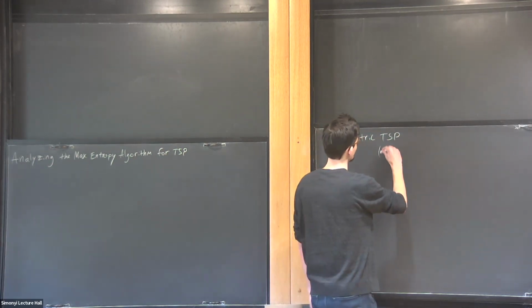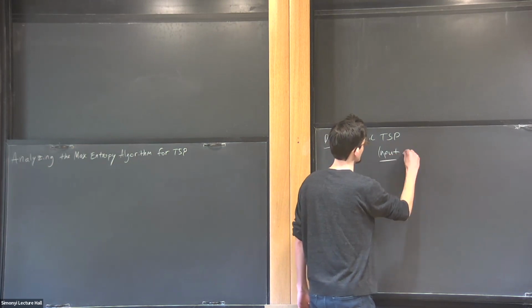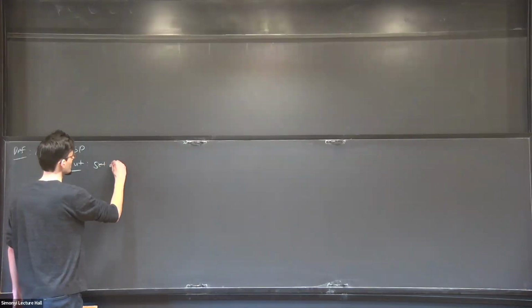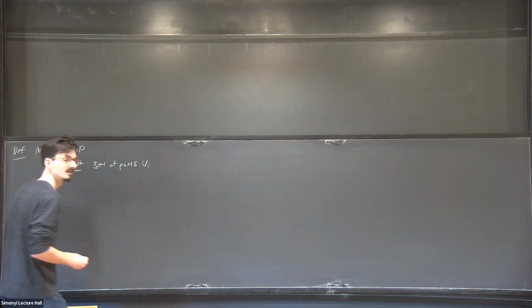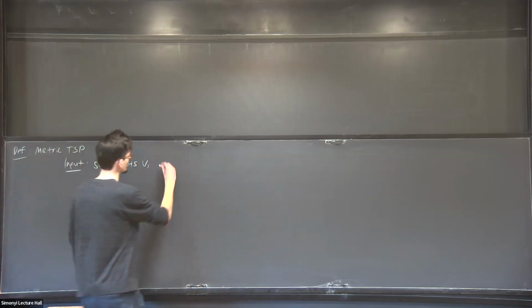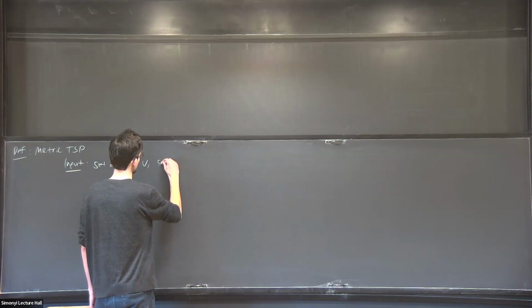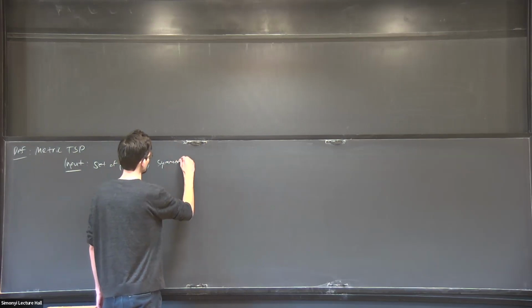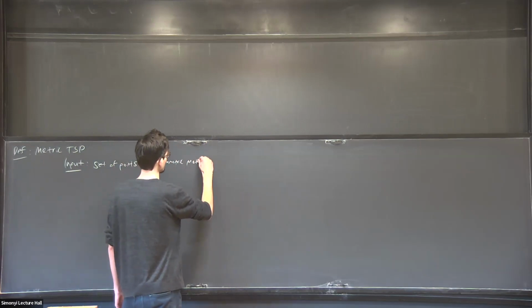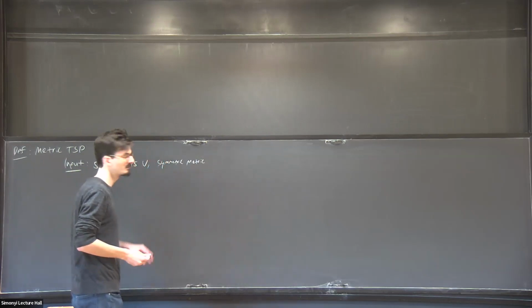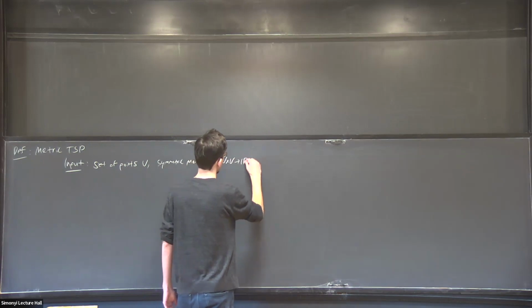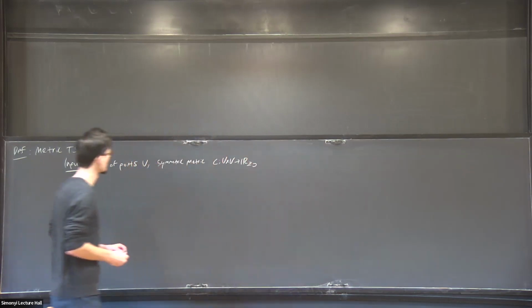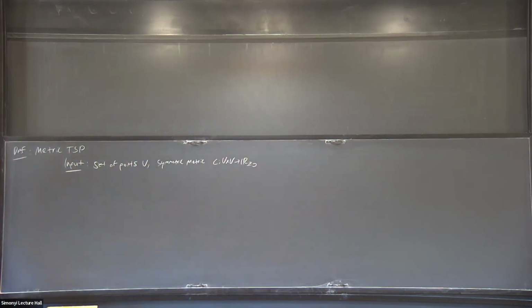As input, we're going to get a set of points, V, along with a metric, which is symmetric. Okay, so I like to think of this as the complete graph where I have some weights on the edges.